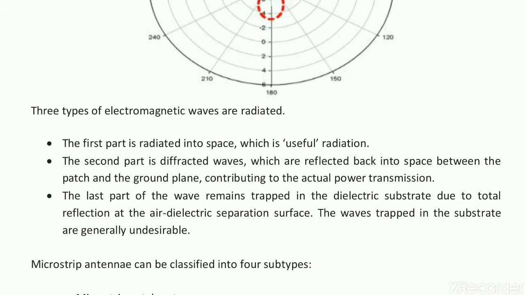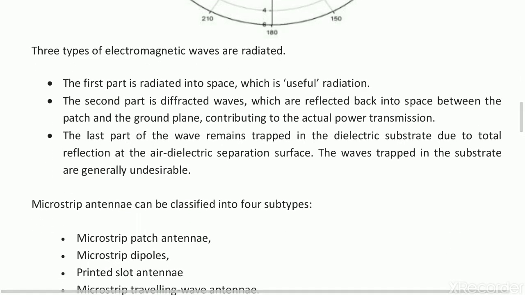And the last part of the wave remains trapped in the dielectric substrate due to total reflection at the air-dielectric separation surface. The waves trapped in the substrate are generally undesirable. So this is the basic mechanism of radiation of a circular patch antenna. The same mechanism is useful in the rectangular patch antenna also.